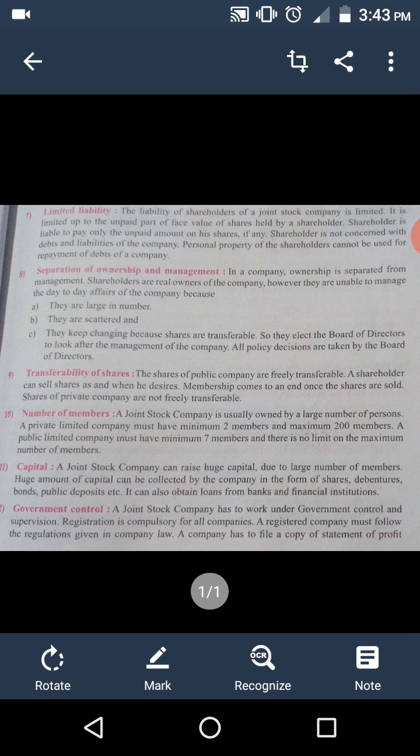Shares of a private company are not freely transferable because there are restrictions on transferability of shares. What is meant by transfer of shares? Transfer of shares means transferring the ownership right of shares by giving shares as a gift or selling the shares to another person. That is transfer of shares.